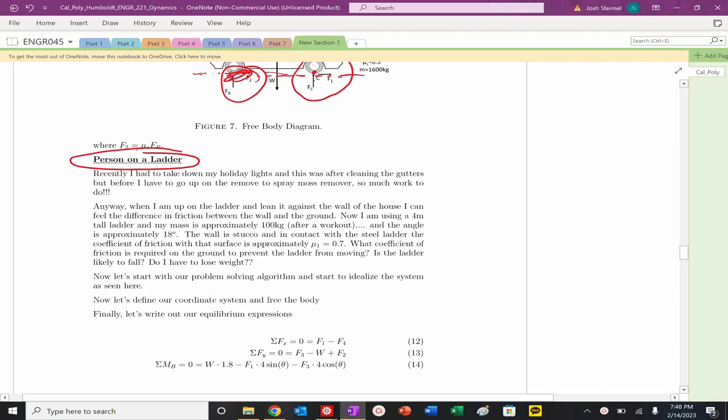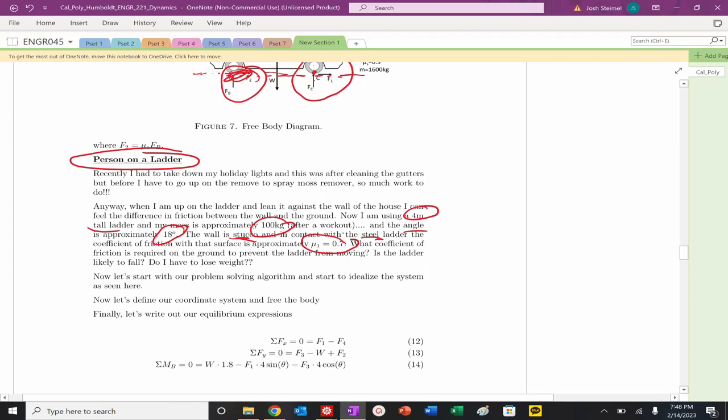I lean the ladder so it touches the wall of the house and the ground, and those are two different surfaces with two different coefficients of friction. I use a 4-meter ladder. My mass, hopefully after workout, is about 100 kilograms. The angle between my ladder and the wall is about 18 degrees. The coefficient of friction between the wall and the ladder is pretty robust, about 0.7.